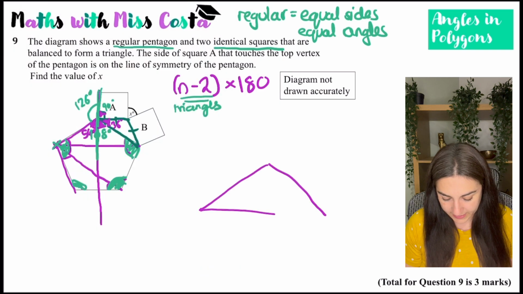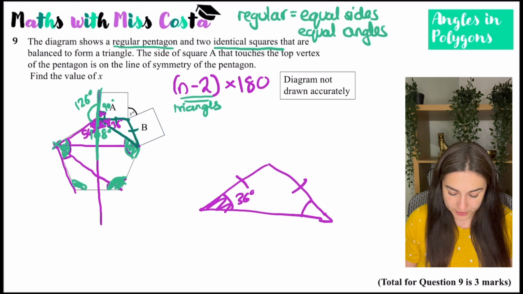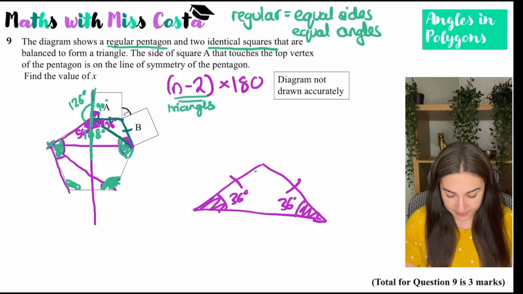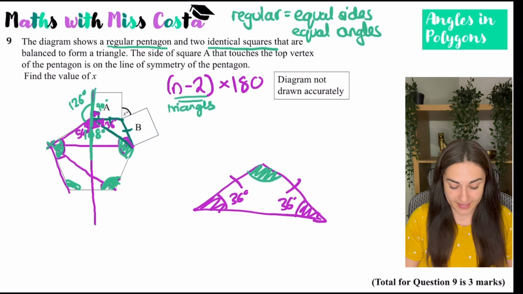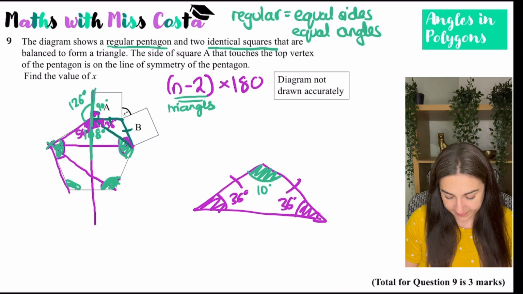This triangle here has an angle that is 36 degrees, and it's an isosceles triangle, which means its base angles are equal. So this angle here is going to be 36 degrees, and I can use that to figure out what this angle here must be, because angles in a triangle sum to 180. So 180, take away 36, take away 36 is 108 degrees.